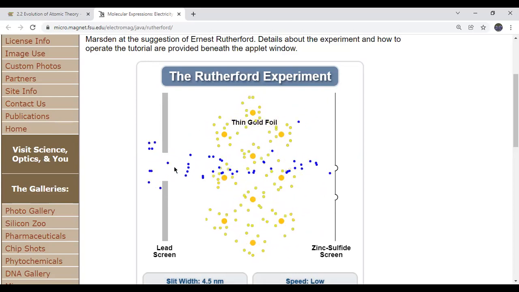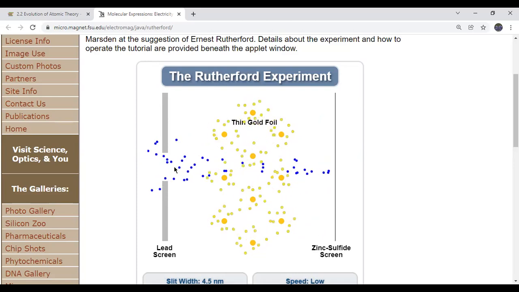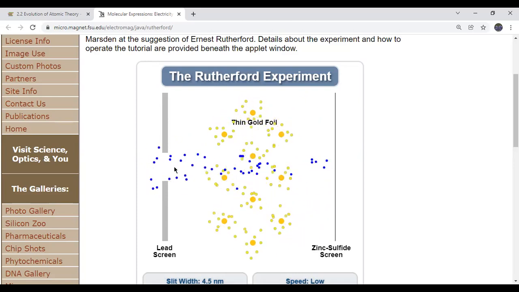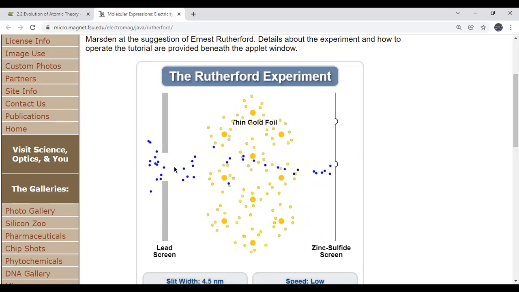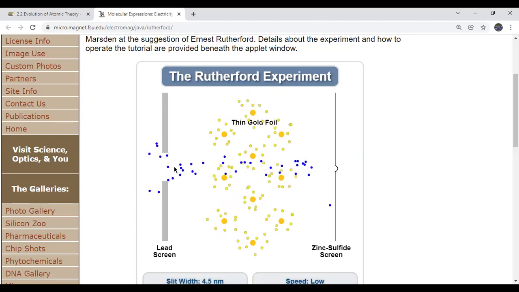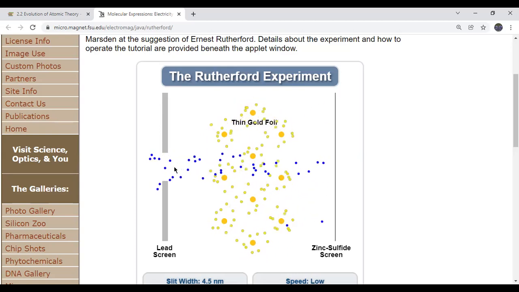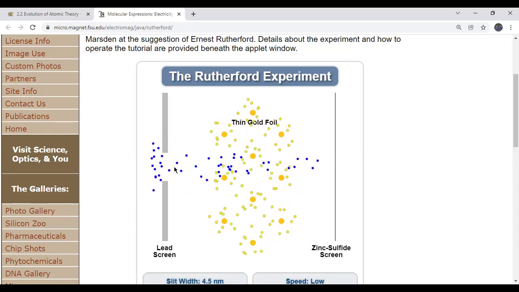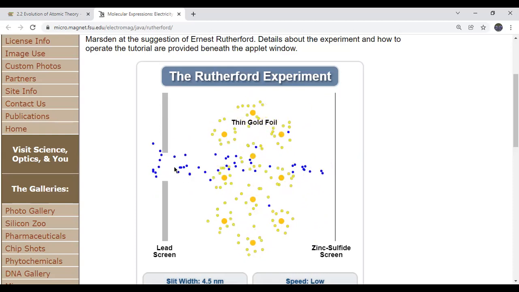And anytime charges come into contact, what's the rule? What did you learn in high school chemistry or high school physics about charges? Do like charges attract each other or do they repel each other? Repel. They repel each other.